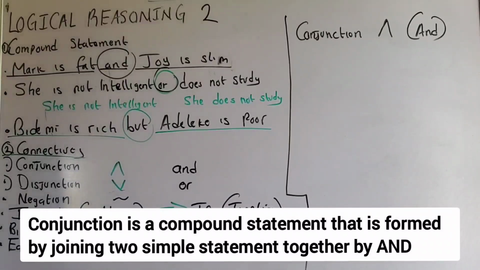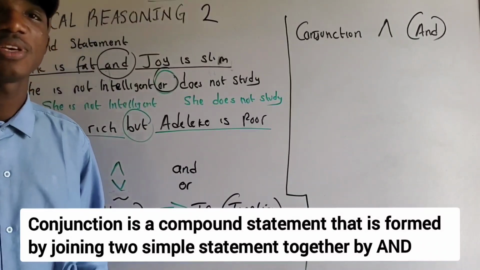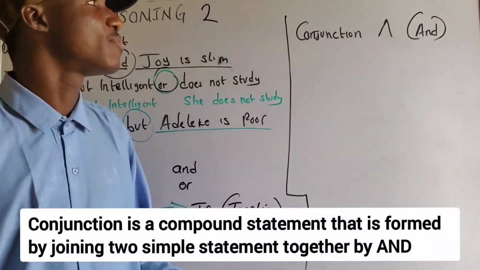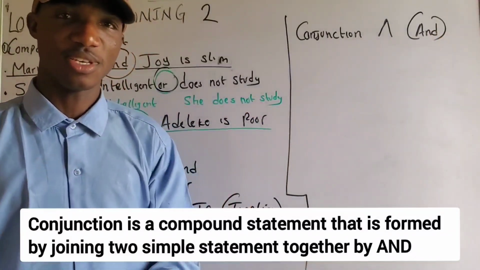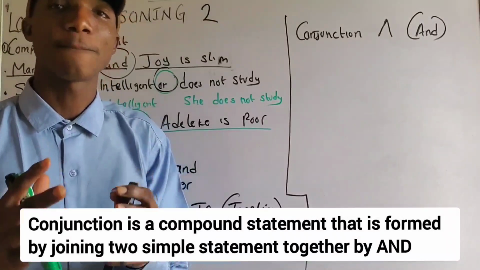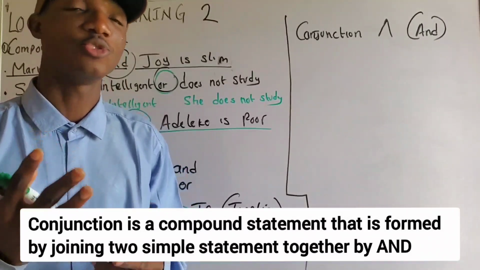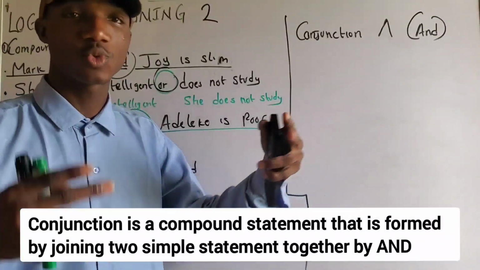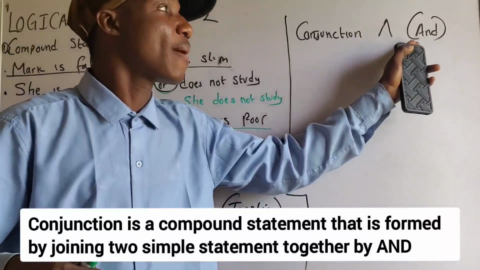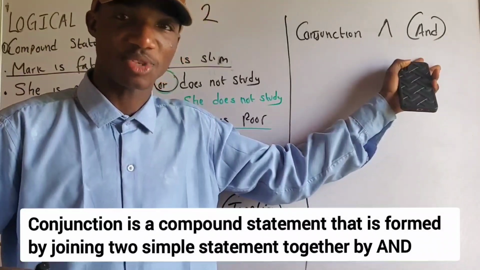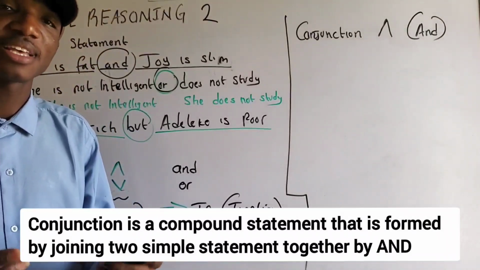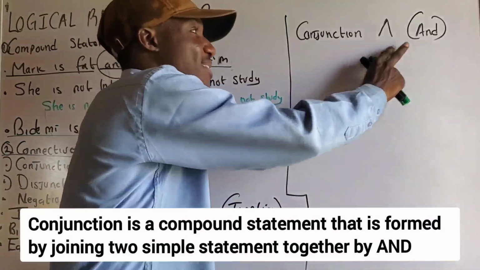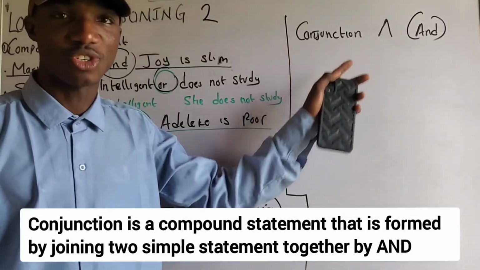Conjunction refers to a compound statement that is formed by joining simple statements by and. That is, we can call a compound statement a conjunction if what connects the simple statements that form the compound statement is and. Anytime you have two simple statements connected by the word and, the name of that compound statement is conjunction.